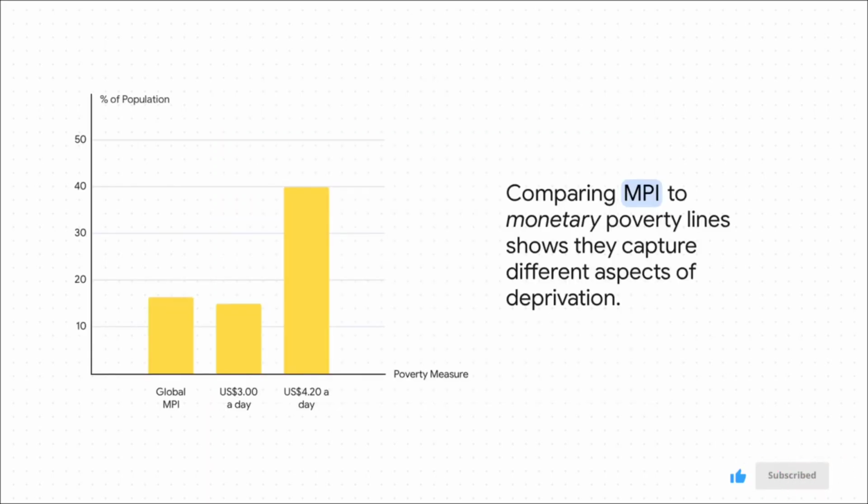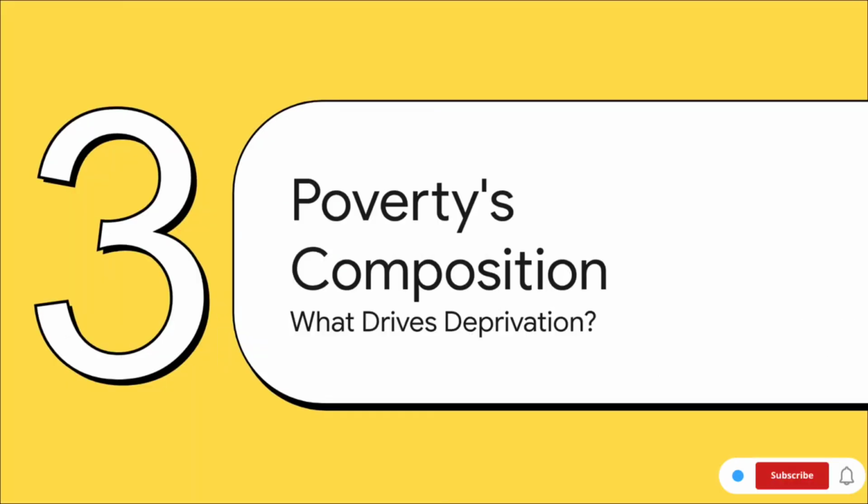And this chart illustrates a really key idea perfectly. When you compare the MPI headcount of 16.4% to the usual monetary poverty lines, you see they're telling different stories. Multidimensional poverty and money-based poverty aren't the same thing. They capture different, though often overlapping problems. Someone might be just above the income line, but still be deprived of basic sanitation or education for their kids. Okay, so we've looked at H, how many people are poor.